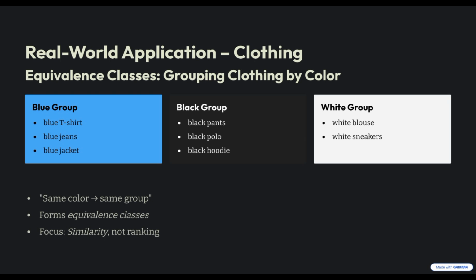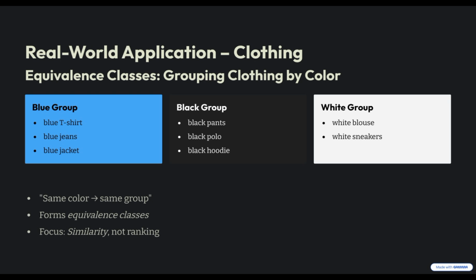Think of it like sorting your clothes. Clothes are grouped if they share the same color. It's a way to organize items that are alike in a specific way. This forms equivalence classes. Each group of clothes, for example all blue items, all black items, all white items, forms an equivalence class. These classes are distinct and contain all items that are equivalent under the defined relation, which is the color.